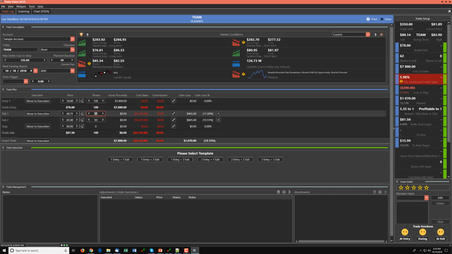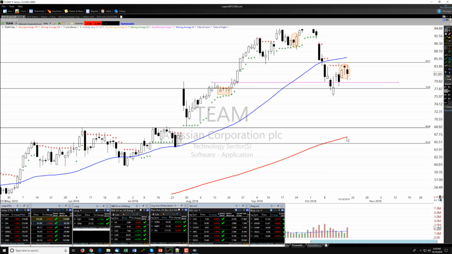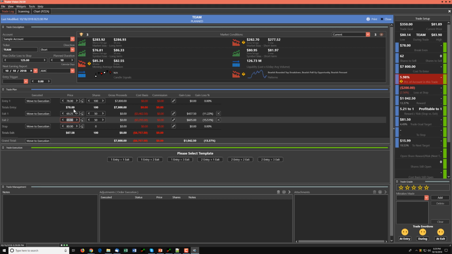That's the beauty of Trader Vision. You can play with these numbers. So let's move it up to 69.25. It only hurts 30 bucks, so it has done nothing to hurt us. And let's just move this other one up all the way up here, just for grins, 67.25. That takes us down to 975. So essentially, we're getting just under 5 to 1 at that point.